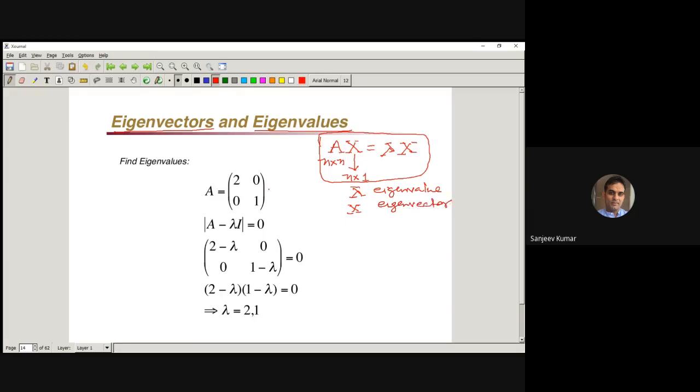So for example, I am having this matrix. How to find out eigenvalue? Just take the determinant of A minus lambda I, and this equals to 0. From here I will get a polynomial in lambda of degree 2, which will give me the eigenvalues of this matrix. So eigenvalues are coming 2 and 1. In fact, it is a diagonal matrix, and the diagonal entries of the diagonal matrix are the eigenvalues.